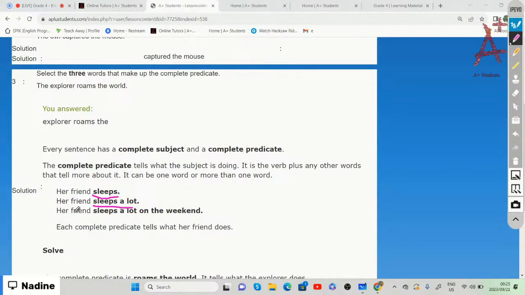And then we also have another one, which is her friend sleeps a lot on a weekend. So her friend being the subject and sleeps being the verb, right? And the whole predicate that tells us what the subject is doing is sleeps a lot on a weekend, because now it's giving us information about the friend. So it's telling us that the friend sleeps a lot on a weekend.